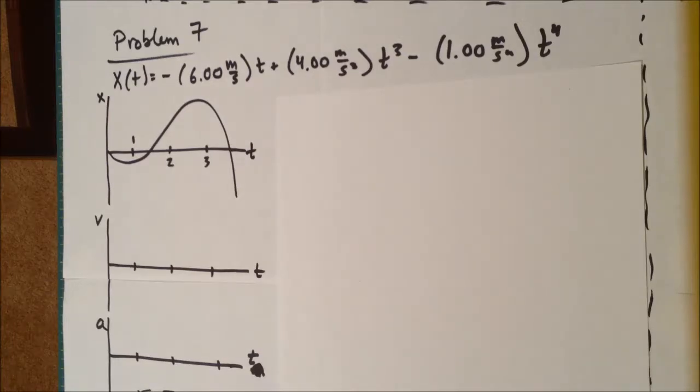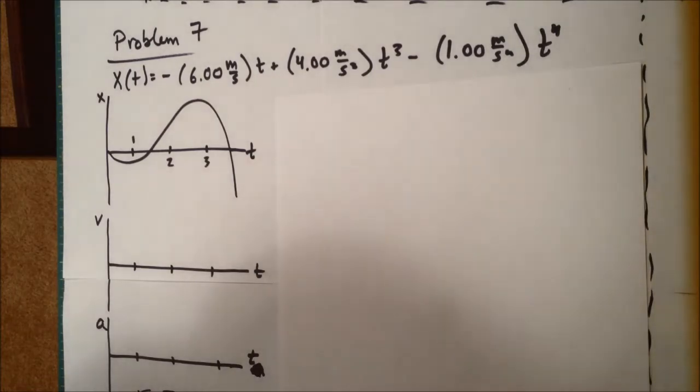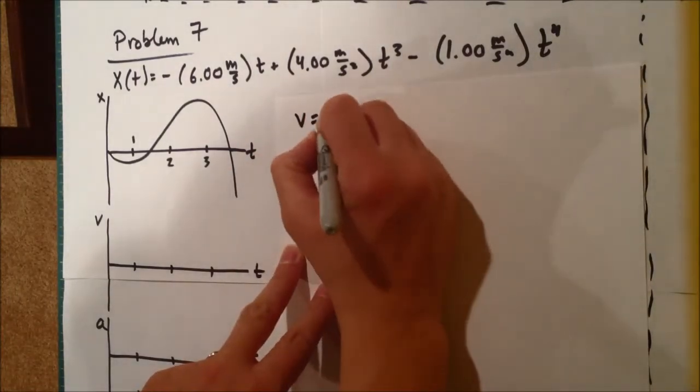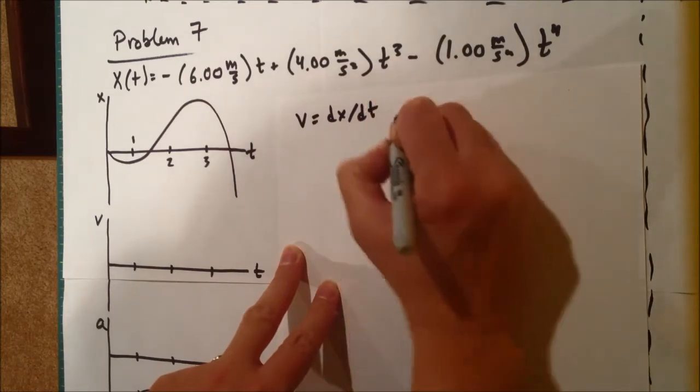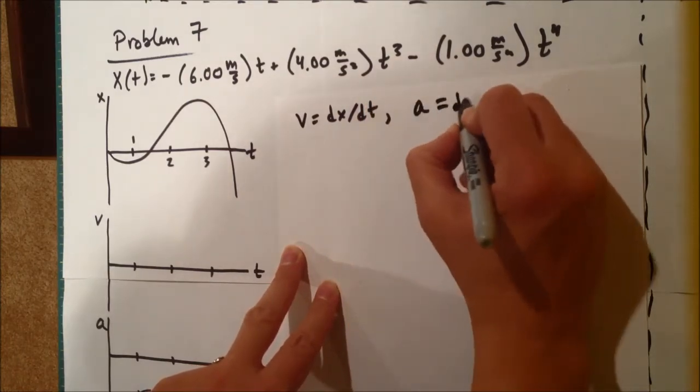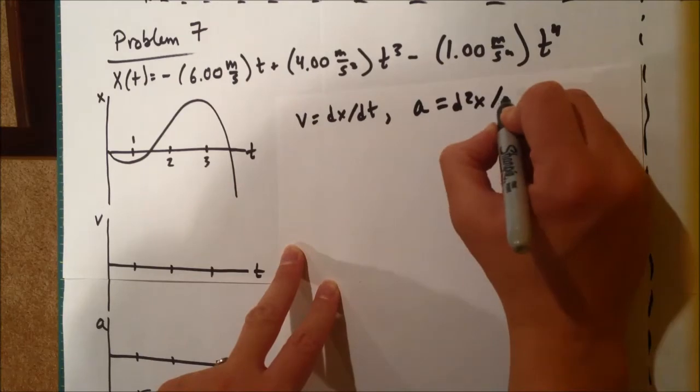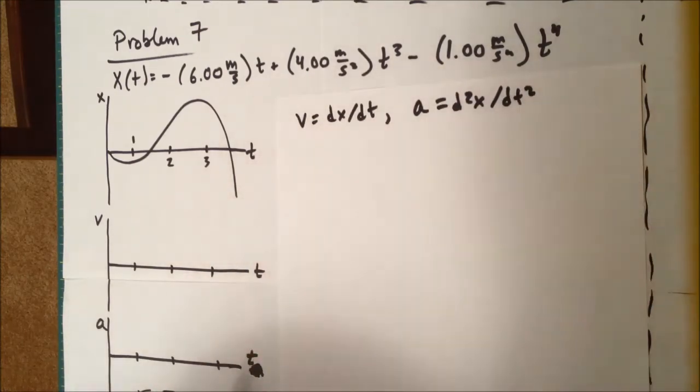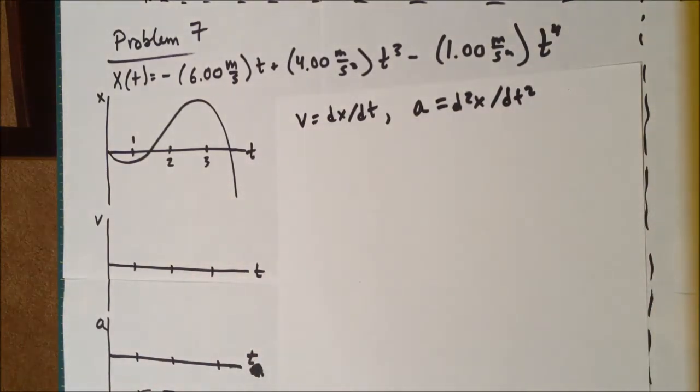Okay, so welcome to problem 7. Problem 7 is about the ideas of position, velocity, and acceleration, and how they can all be functions of time, and possibly even arbitrary functions of time. But those functions are related because if we know x as a function of time, then the velocity is dx/dt, and the acceleration is d squared x/dt squared, the second derivative of x with respect to t.